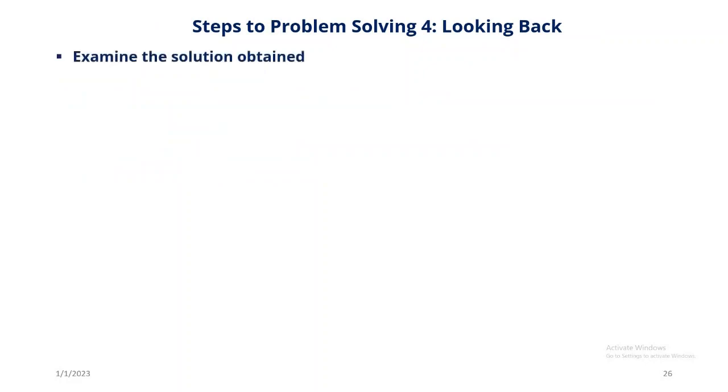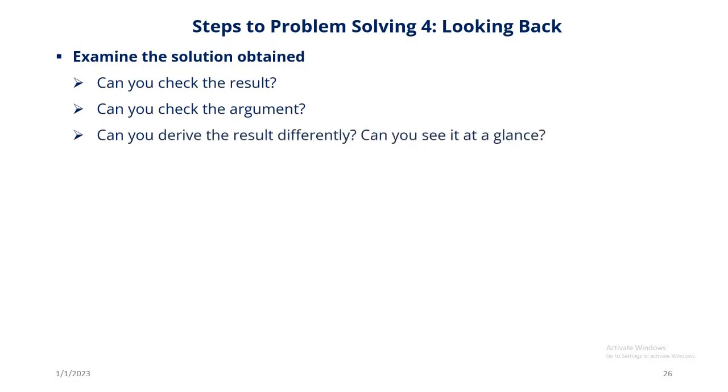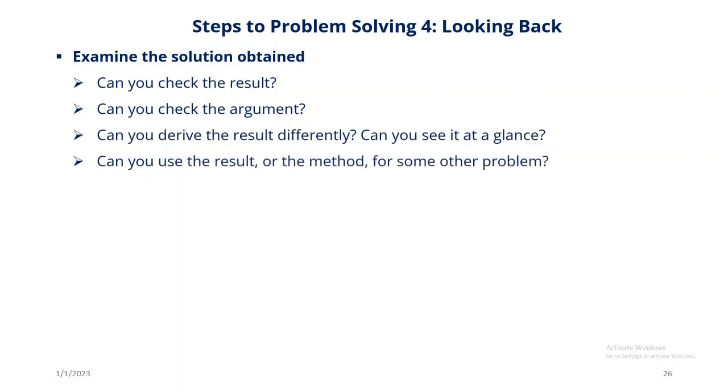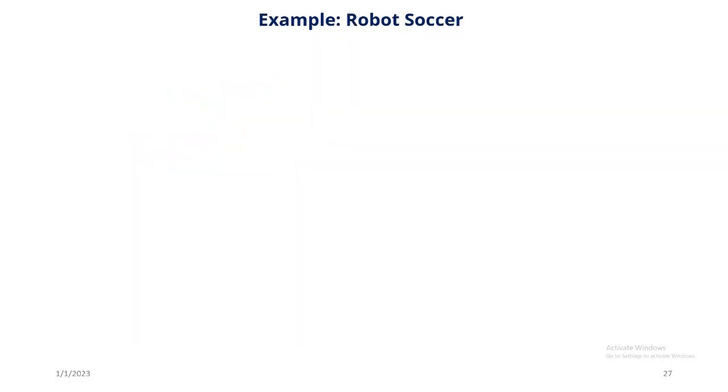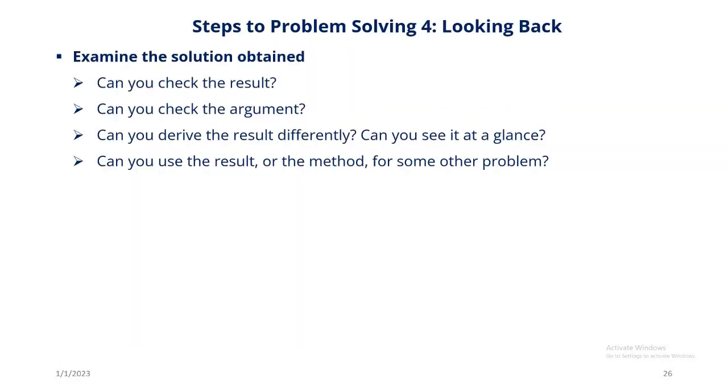Examine the solution obtained. We are now in step 4, looking back at what we have done. Check the result. Check the argument. Can you derive the result differently? Can you see it at a glance? Can you use the result or the method for some other problem in future? When you have done this, you have developed a full working system.